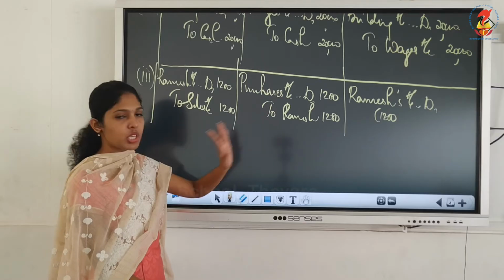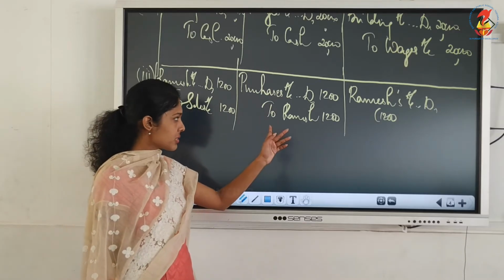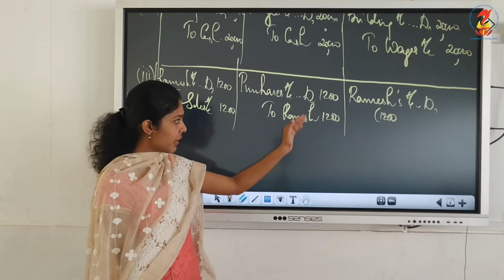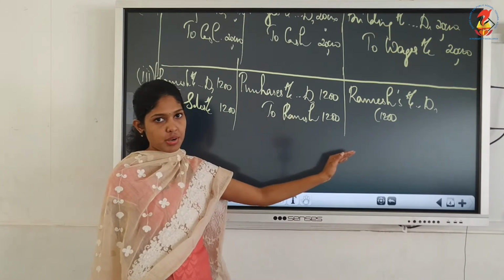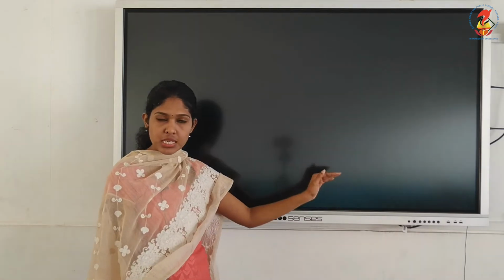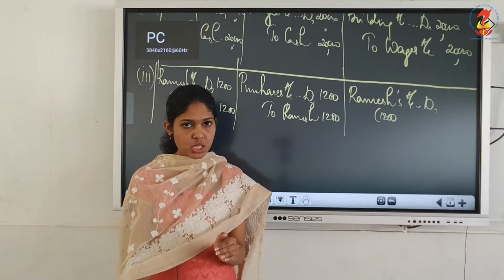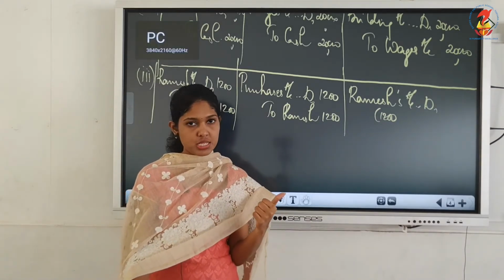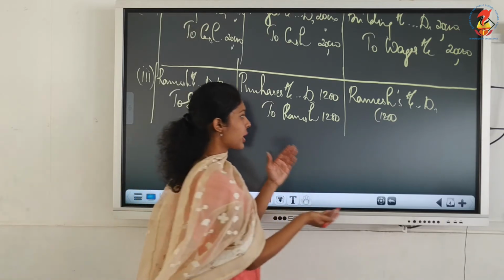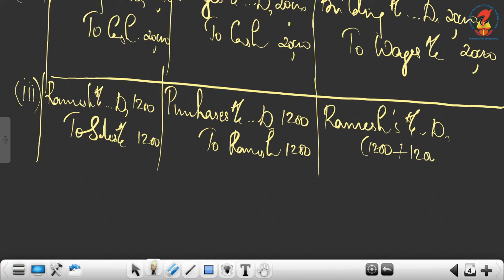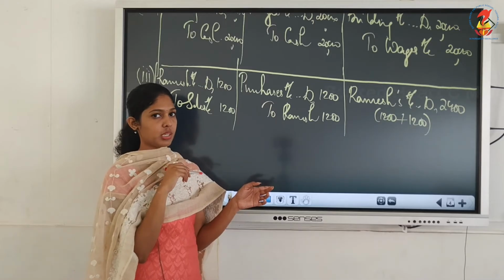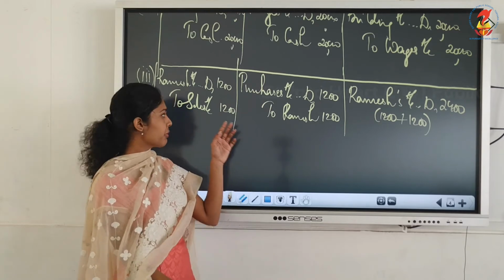If you look into the wrong entry column, you can see we have credited Ramesh with 1,200. Should we credit Ramesh actually? No, we need not credit Ramesh. So that is a wrong credit. How will you cancel? We have to cancel that by debiting. So altogether Ramesh will now be debited with 2,400. Understood? We have done such problems before.